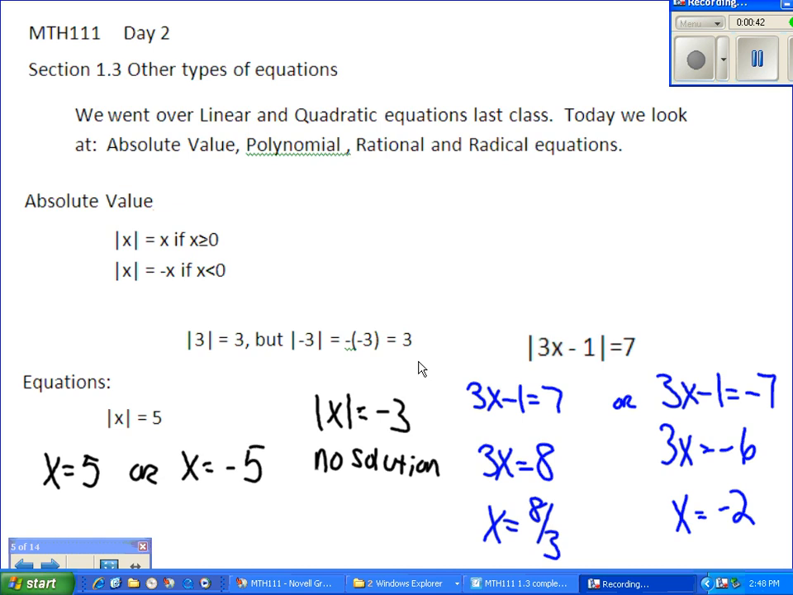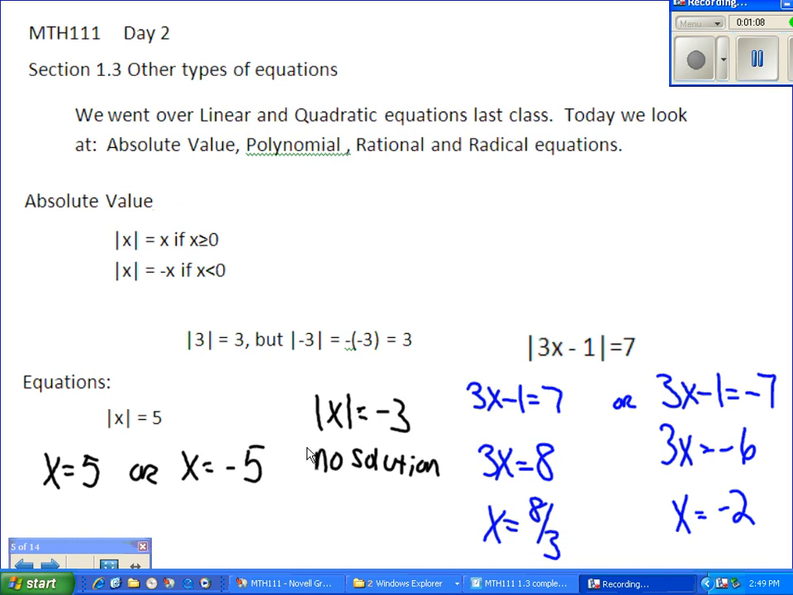So a couple examples where we've got some equations. It's simply the absolute value of x equals 5. X is either 5 or it's negative 5. Again, those are solutions to the equation, because if we were to substitute them back into the original problem, they would make the equation true. The absolute value of 5 is 5, and the absolute value of negative 5 is also 5.